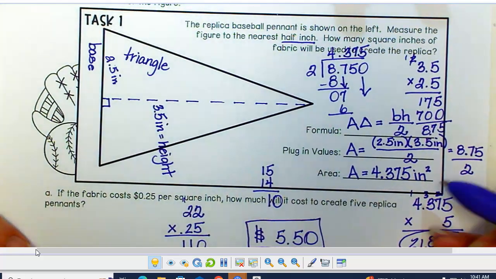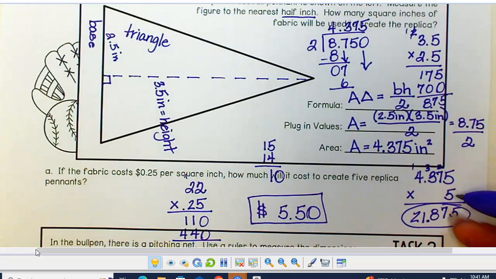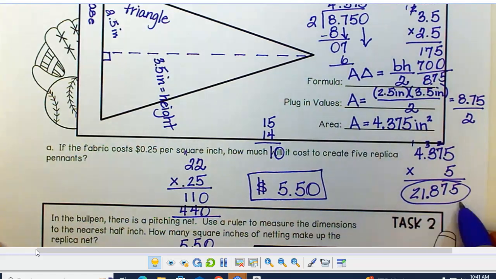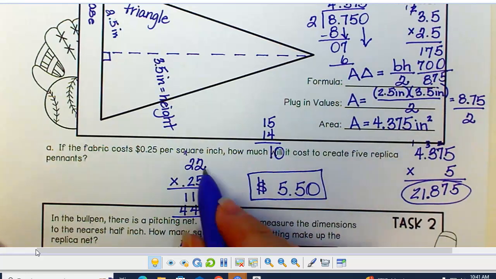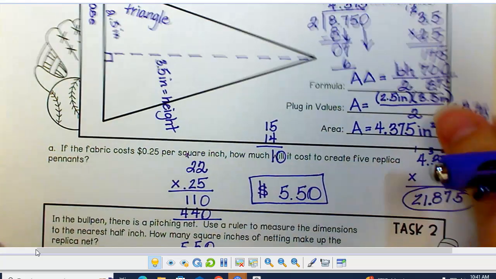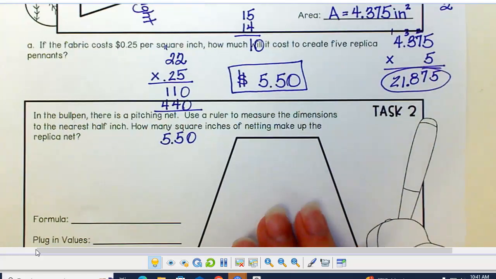Okay, remember, I took the area for 1 pennant, multiplied it by 5 because I was making 5 pennants. And then that's basically 22 square inches. So I took 22 square inches times 25 cents per square inch, and I wind up with $5.50. All right, so next shape.